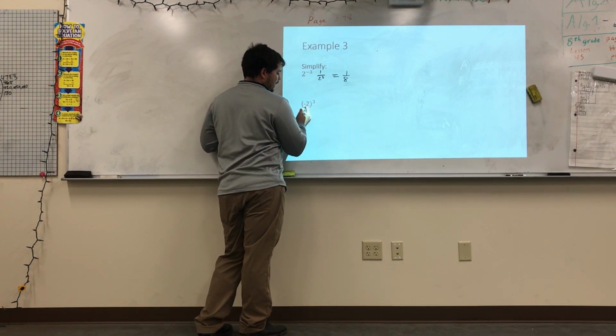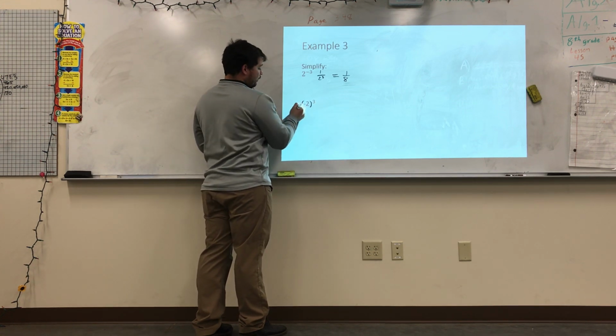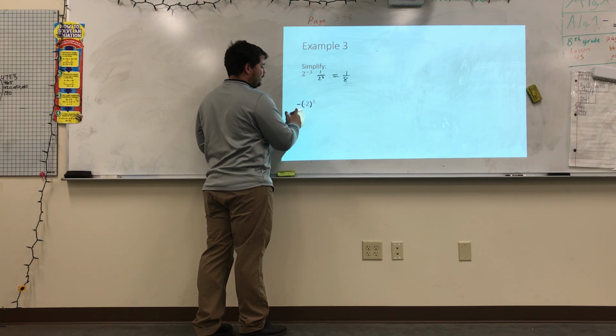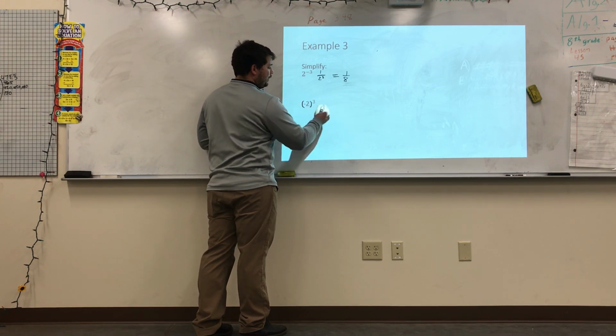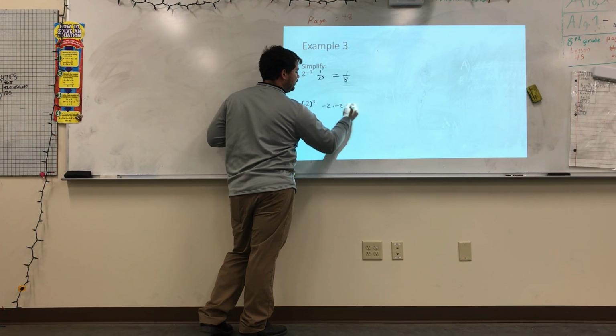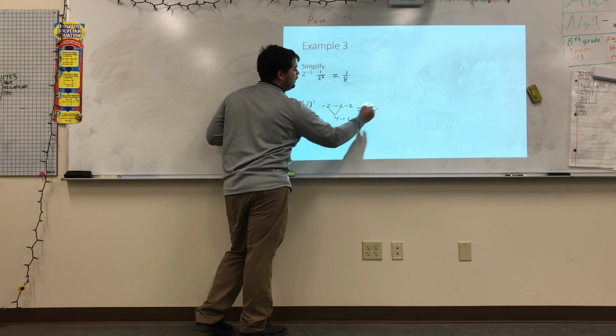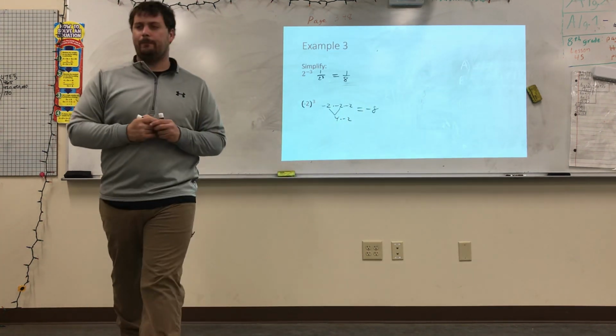Here, this negative is in parentheses. What you need to remember with these parentheses is that it's keeping this negative here. If the negative was out front, we can't do anything until after we're done. But in this case, it's inside there. So we actually have negative 2 times negative 2 times negative 2. So you're going to get 4 times negative 2, which gives you negative 8.